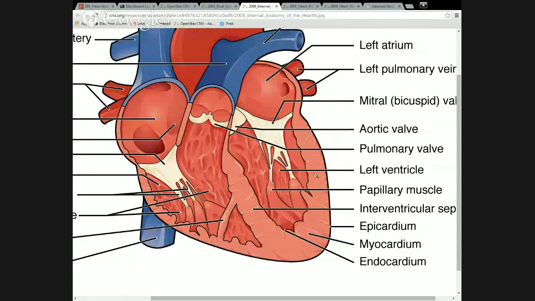When the ventricular wall contracts, those papillary muscles contract also, and they pull the tendinous cords taut. That actually helps the valve stay closed. And there's not really a picture to express that too well in the book.